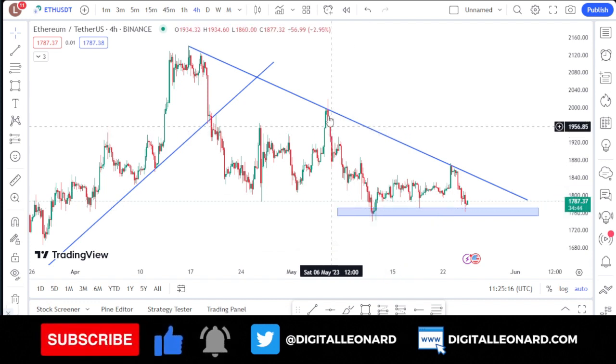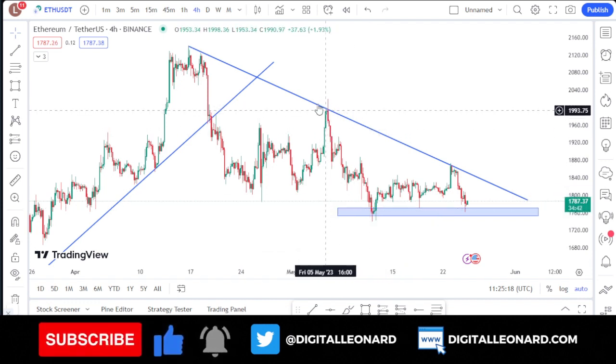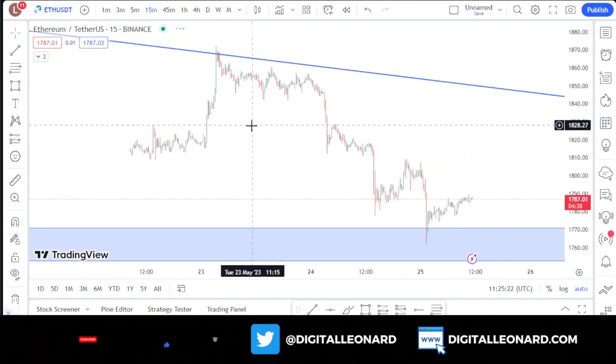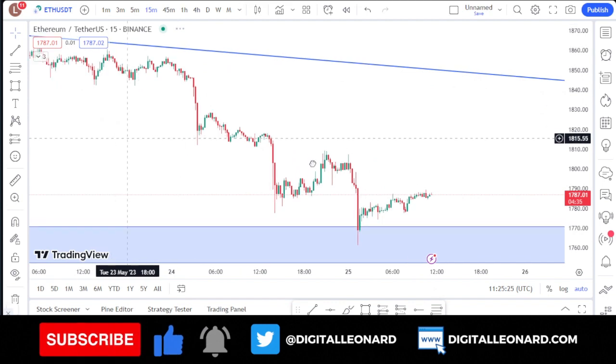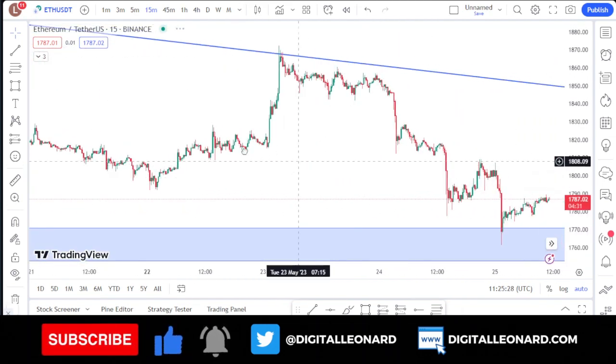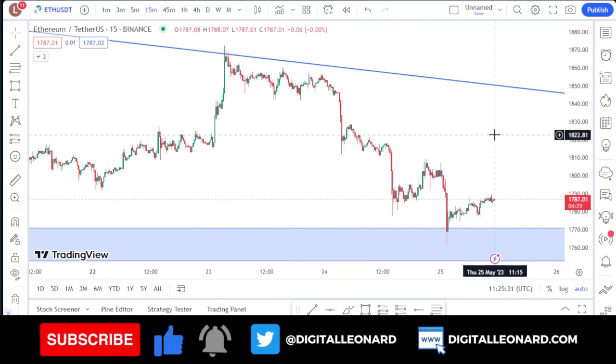Okay, so this area here where it rejected from the trend line, if I go back to my 15 minutes time frame, I would have looked for an opportunity to short here, right? You'll see here that it rejected from the trend line. So here you would have shorted. So when you short from here, you wait for it to continue to go down.